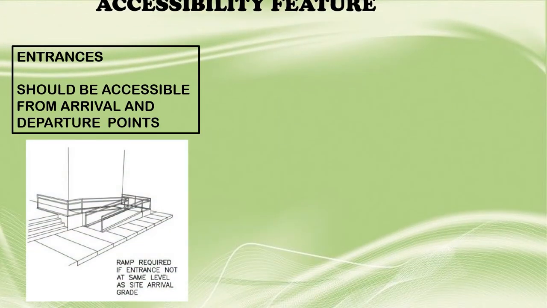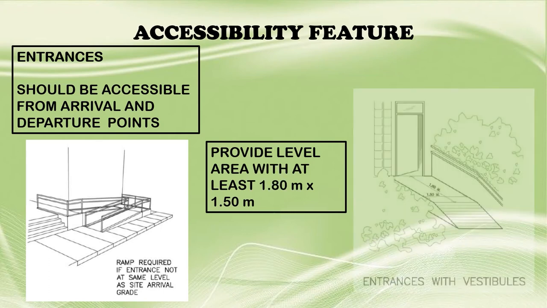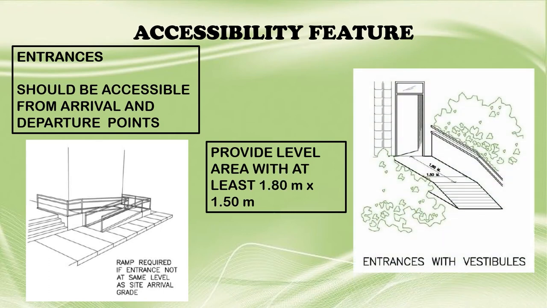Entrances. Entrances should be accessible from arrival and departure points of the interior lobby. In case entrances are not on the same level of the site arrival grade, ramps should be provided as access to the entrance level. Entrances with vestibules shall be provided a level area with at least 1.8 meters depth and 1.5 meters width.